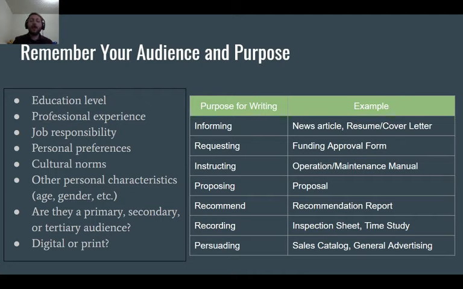Okay, and one of the last things I'll say is you want to remember what your audience is, or how you analyze your audience, and the purpose for which you are writing. We're actually going to get into this next lesson. I just wanted to outline it.